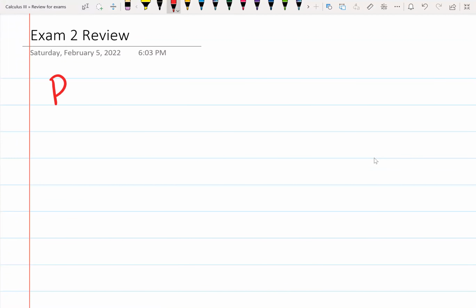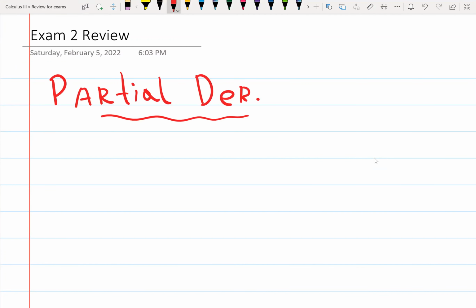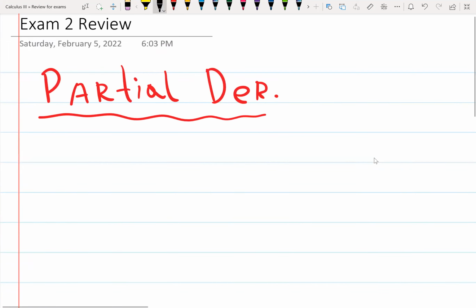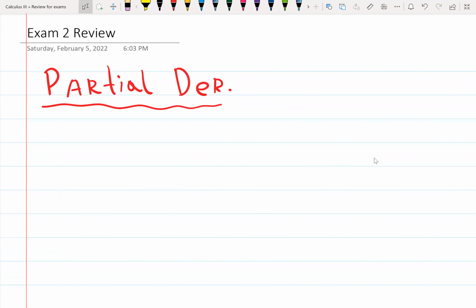Partial derivatives. That's my favorite topic, actually, and usually students like it as well. Partial derivatives. So, this is such bad handwriting. Okay, remember, I'm not an English teacher, so keep an eye on what I'm saying and let me know.